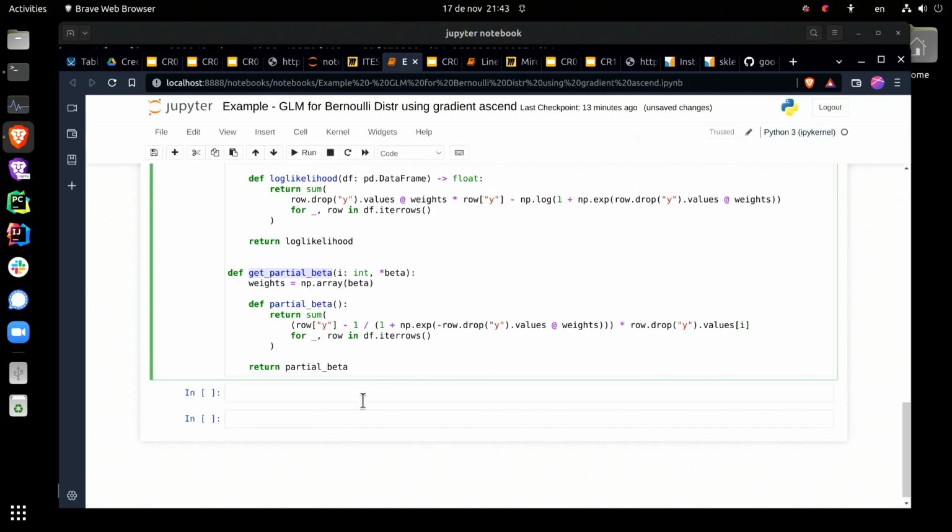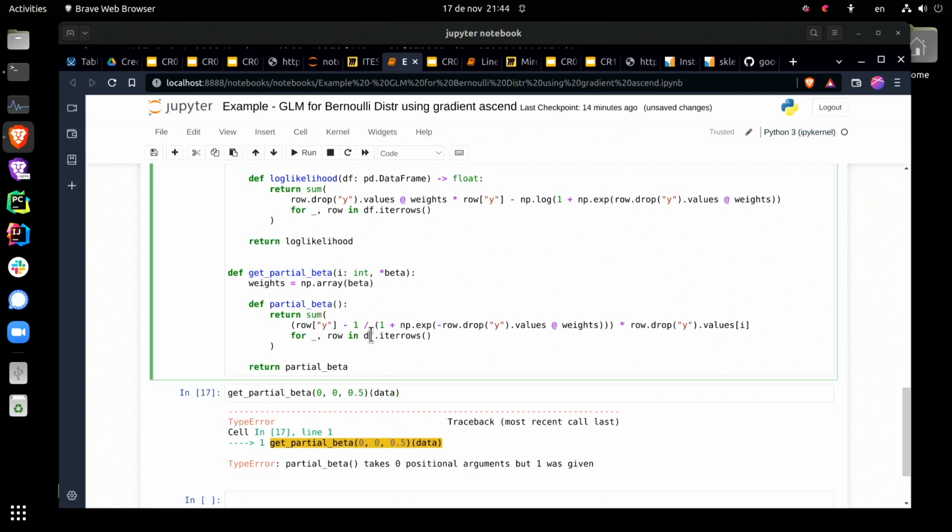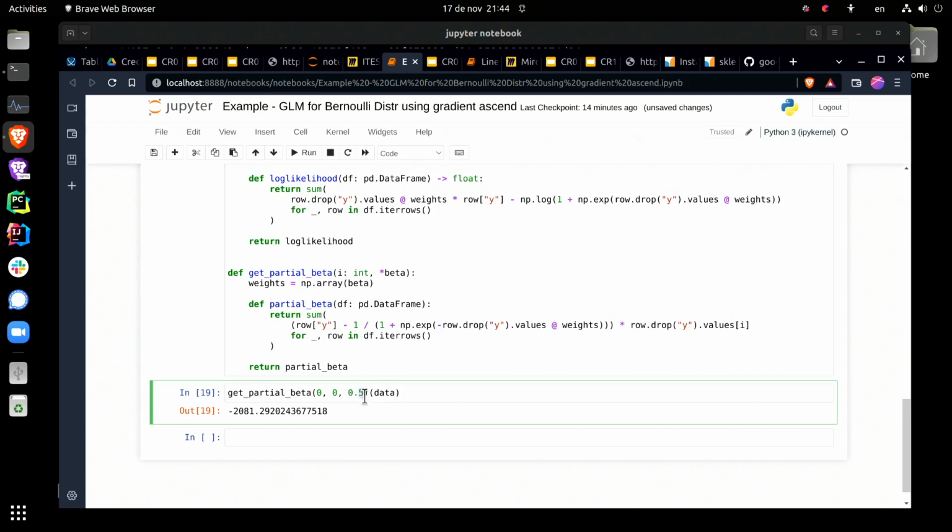Now let's see if this works. If we provide the position and the two values, and then provide the data frame, oh right, we need to provide here the data frame. Okay, it's working fine.